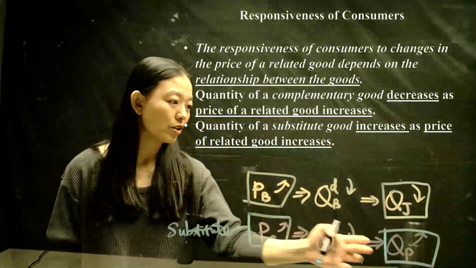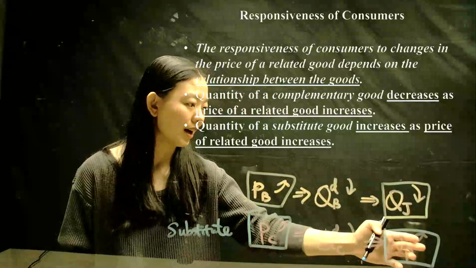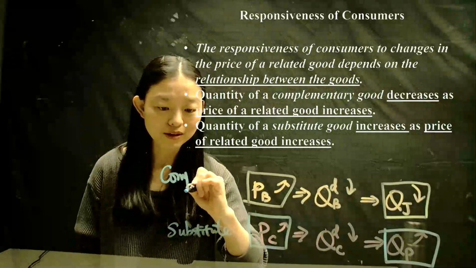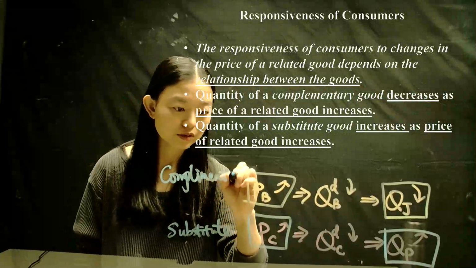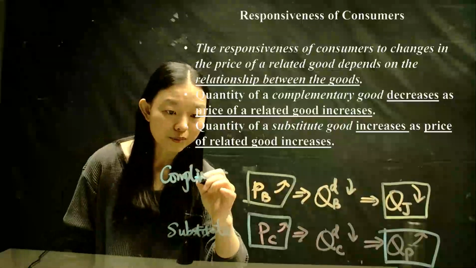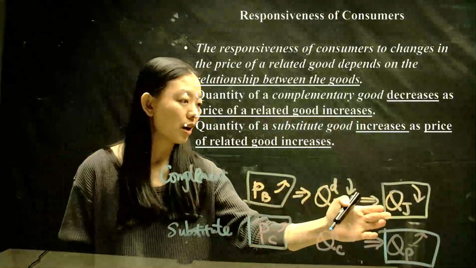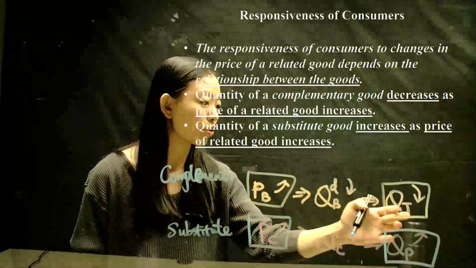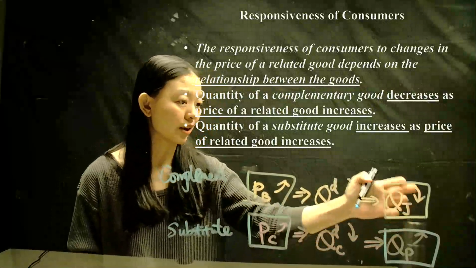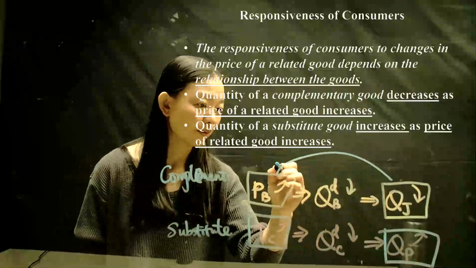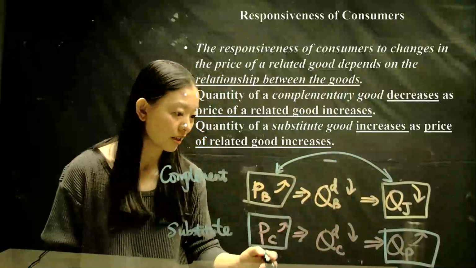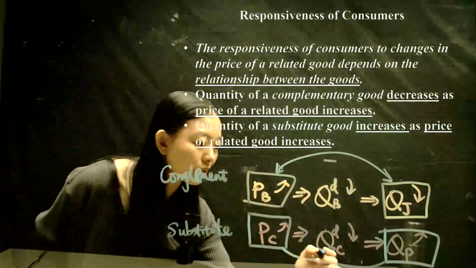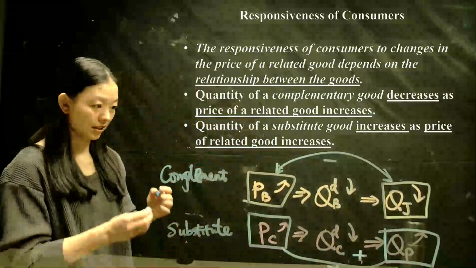Price of one related good and the demand of another good, they are positively related. However, for complements, the price of one good and the quantity demanded of another good are negatively related. This is negatively related and these are positively related. Okay, so this is positively related.